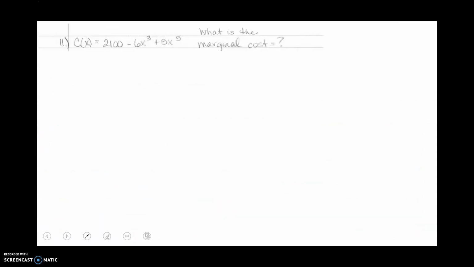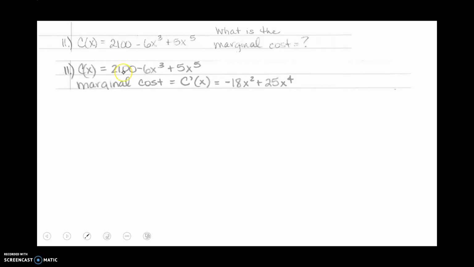All right, and then for number 11, we want to know the marginal cost. So marginal just means derivative. So when they give me the cost equation, all I have to do is take the derivative. So the derivative of a constant is 0. Then power rule here, derivative of -6x cubed, bring our 3 out in front. So 3 times -6 is -18. Reduce our exponent by 1, so that would be x to the second. And then 5x to the fifth, we bring our 5 out in front. So 5 times 5 is 25, reduce the exponent by 1, so 25x to the fourth. So that would be our marginal cost.